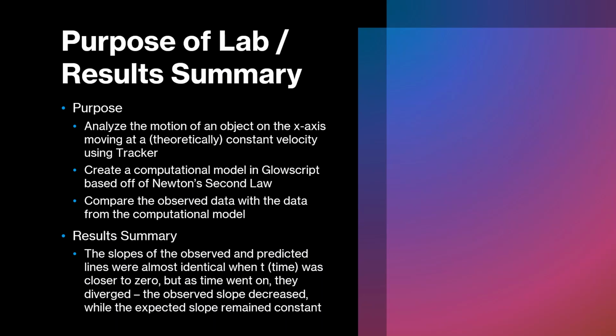The purpose of this lab is to analyze the motion of an object on the x-axis moving at constant velocity, and then to create a computational model based off of Newton's second law. Following that, I compared the observed data with the data from the computational model and found that the slopes of the observed and predicted lines are almost identical when time is closer to zero, but as time went on, they diverged. The observed slope decreased while the expected slope remained constant.